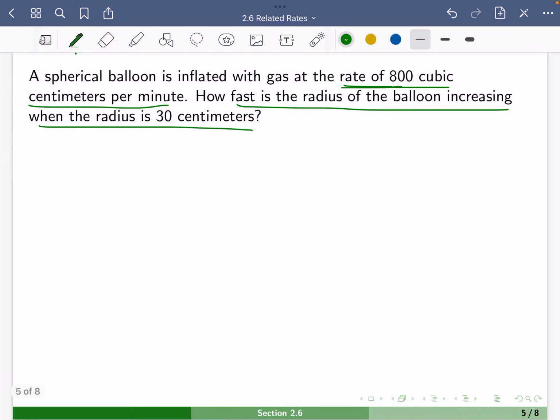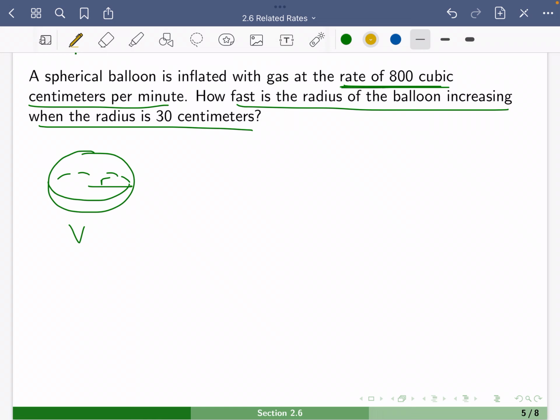So let's first draw a picture of this situation. We have a spherical balloon. Right? So it's a sphere. We know it's being filled with gas at some rate, and there is some radius r. And that's about all we can do here.